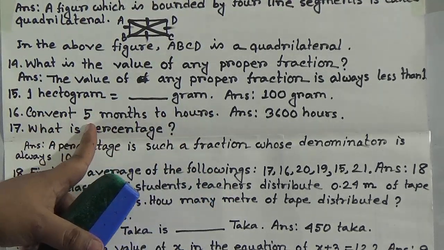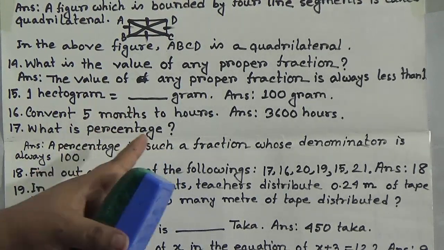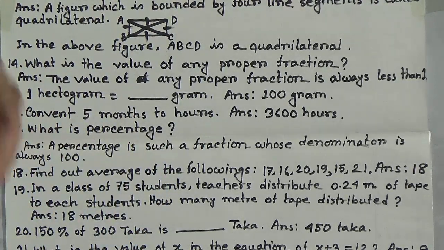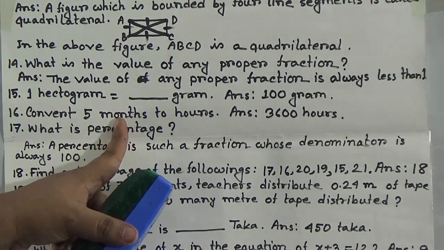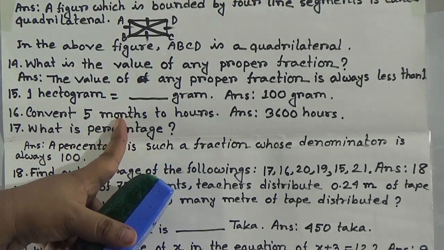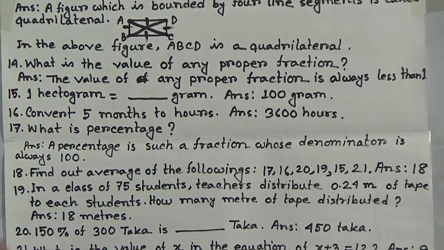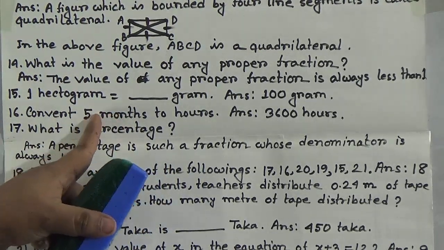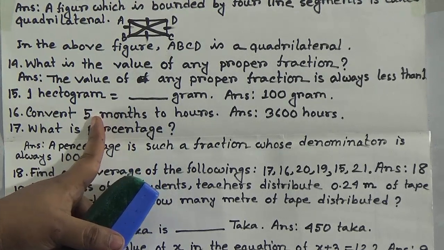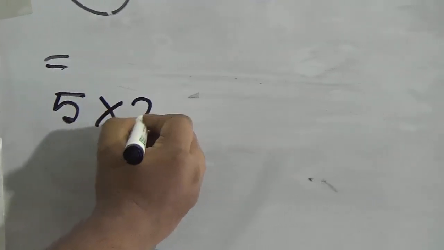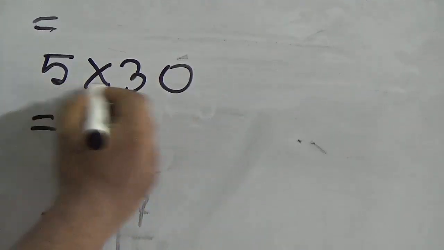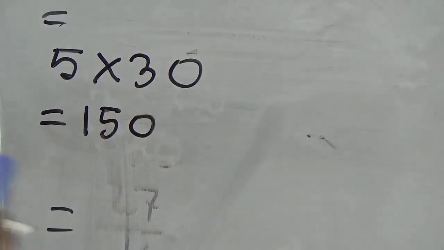So at first we convert these 5 months into days. Then we convert those days into hours. We know that 1 month equals how many days? 1 month equals 30 days. This 30 is multiplied with 5 months and we get the number of days in 5 months. So let us start. 5 multiplied with 30. Then we get 3 5s are 15, 150 days. Now we convert these days into hours.